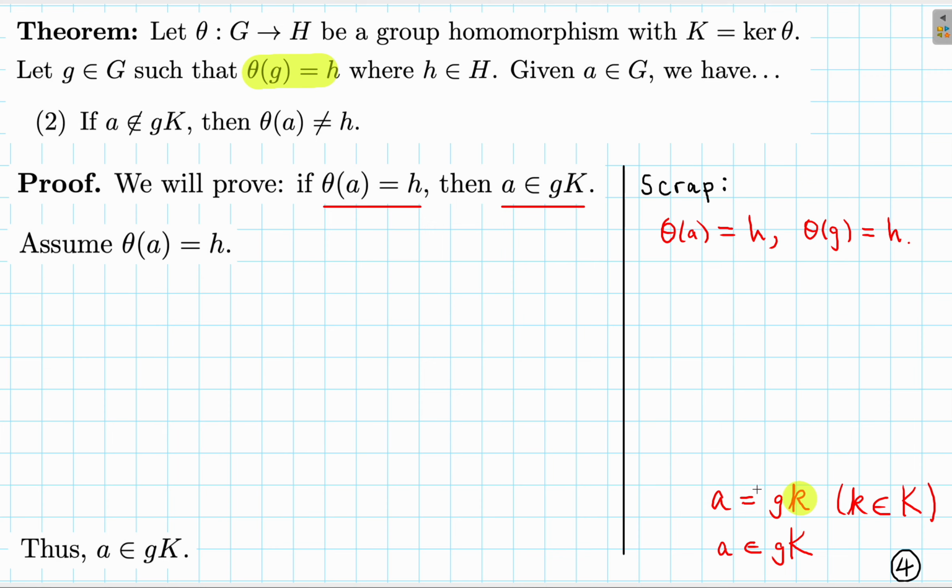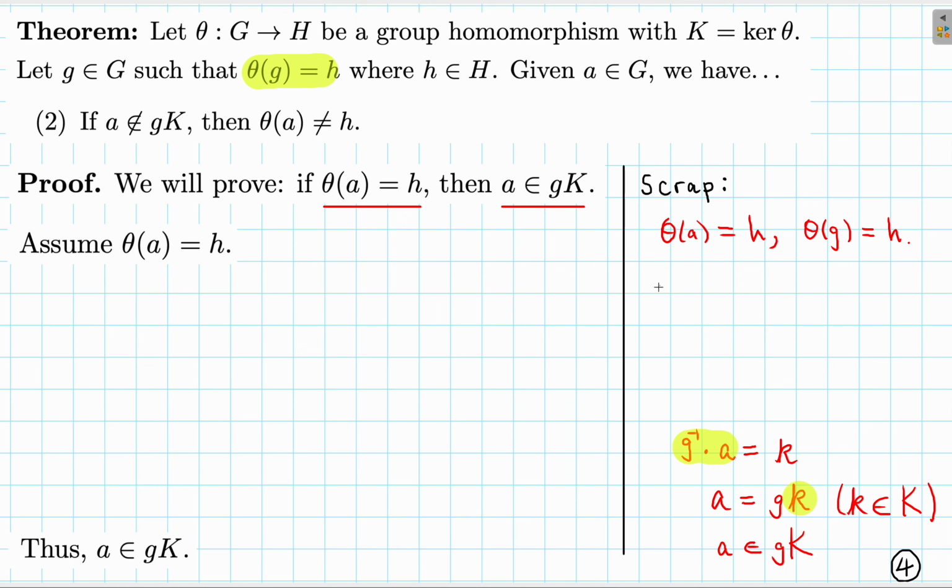So let's see if we can isolate that element k. Once again, working backwards. To get rid of this g, we can multiply both sides of this equation on the left by g inverse. And so we end up with g inverse times A is equal to k. That alerts us that we should be working with the element g inverse A, and we wish to show that that element is in the kernel.